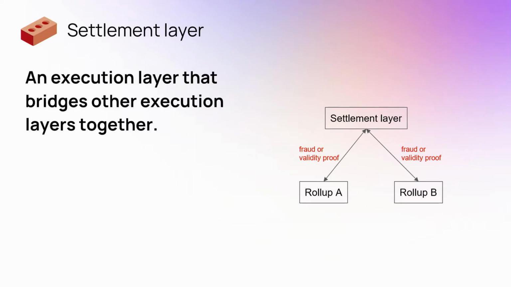The final layer, which technically sits in between the execution layer and the consensus layer, is the settlement layer. A settlement layer is basically a special case of an execution layer. It's an execution layer that bridges other execution layers together. As I mentioned, you would typically prove in a rollup whether a computation was valid using a fraud or ZK proof. A settlement layer verifies these fraud or ZK proofs on the settlement layer itself and provides dispute resolution on it. That allows different execution layers and rollups to bridge with each other and transfer assets with each other in a trust-minimized way.